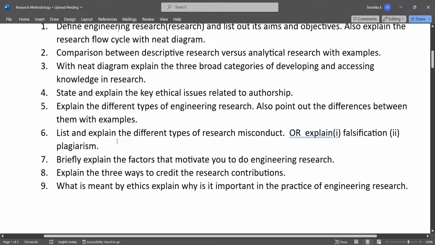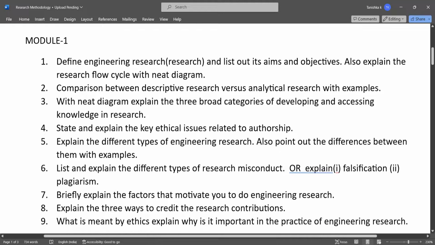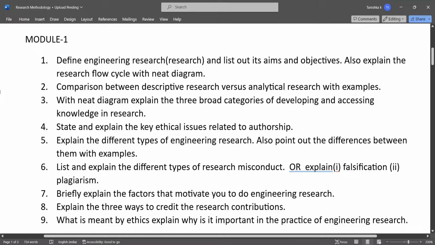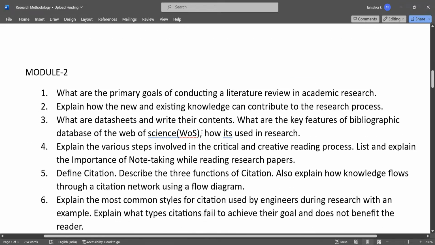So these are the important questions of module 1. You can take the screenshot, and in module 1 I have listed 9 questions. You can study any 7 questions out of these 9 questions. Next, let's go to module 2.